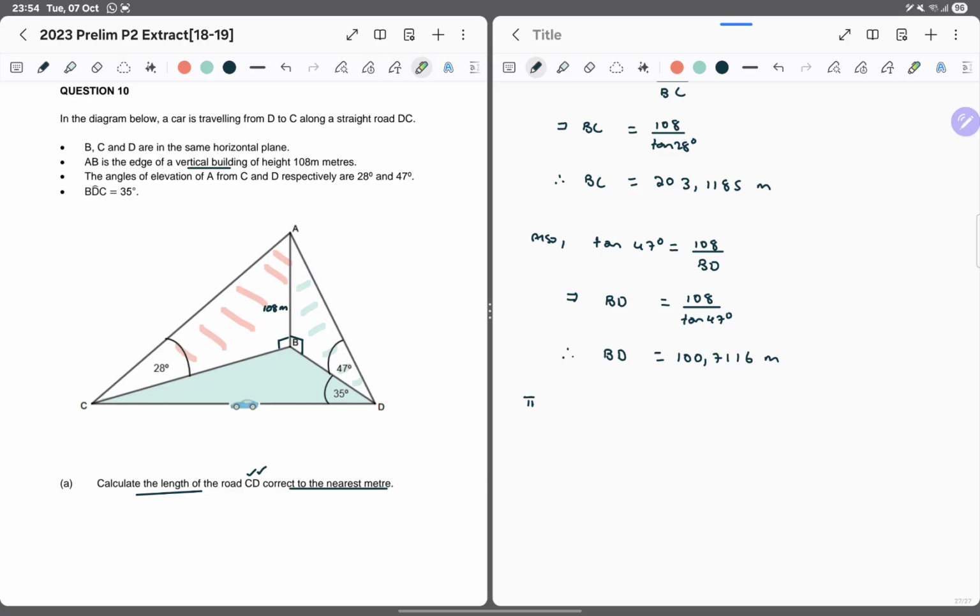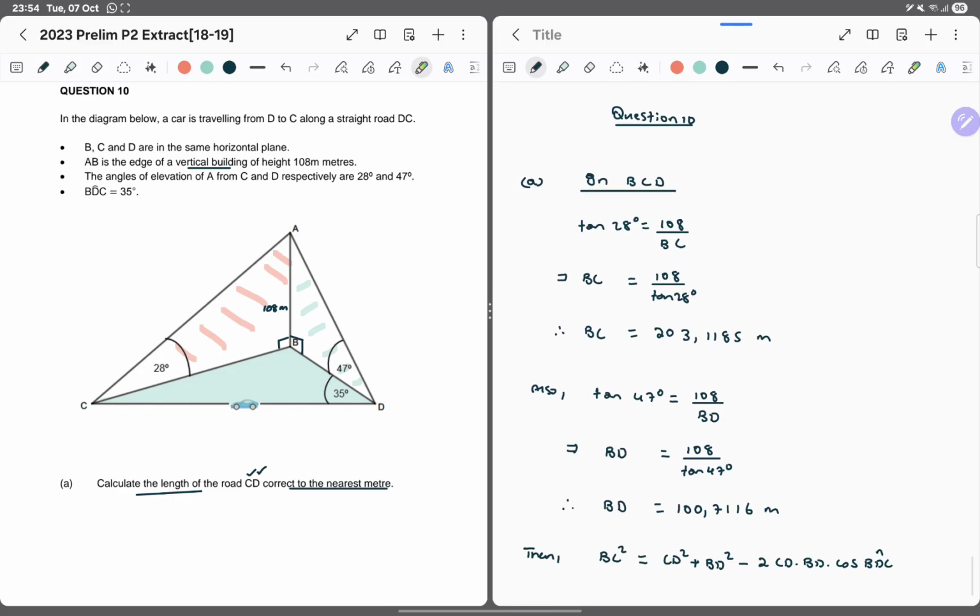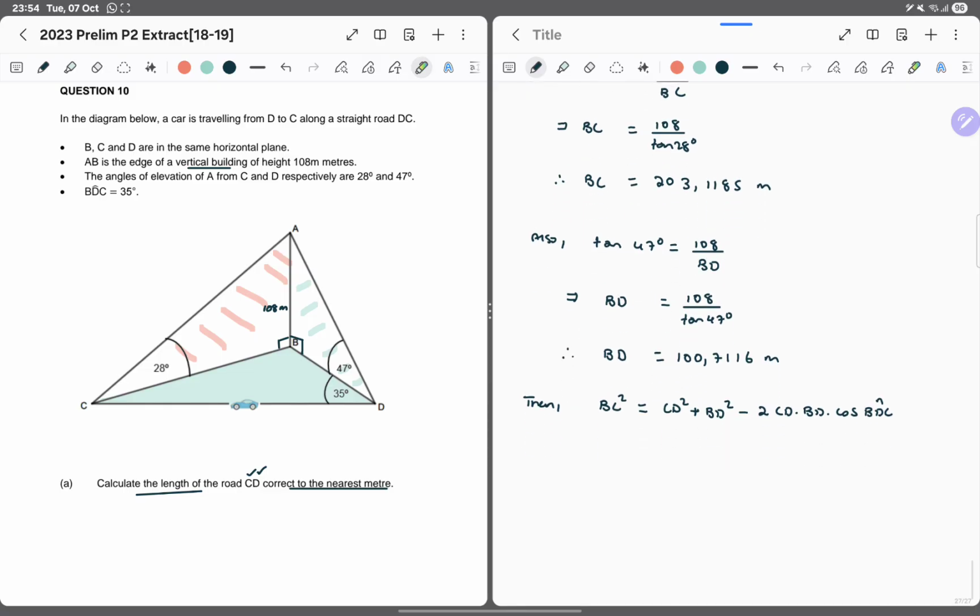So we can say then, the side that is going to be squared is BC squared. It's going to be equal to CD squared plus BD squared minus 2 times CD times BD times the cos of angle BDC. Right, so that's the cosine rule in that same triangle. Okay, it's one of those essay type questions.